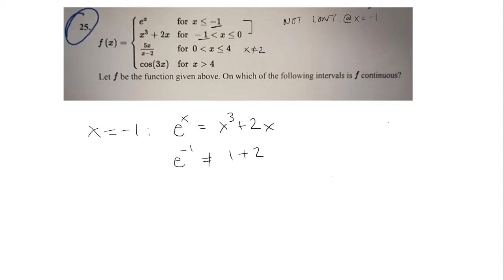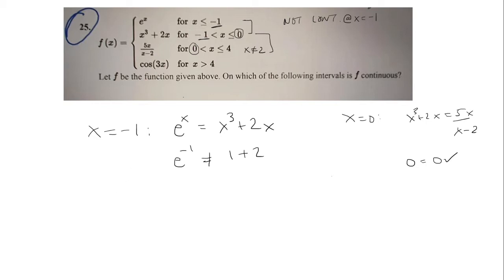Okay, next we'll pair up x cubed plus 2x and 5x over x minus 2. So there they share the same endpoint as 0. So we'll look at x equals 0. We want x cubed plus 2x to equal 5x over x minus 2. Plugging in x equals 0, we have 0 equals 0. So yeah, that is true. So that means it is continuous at x equals 0.